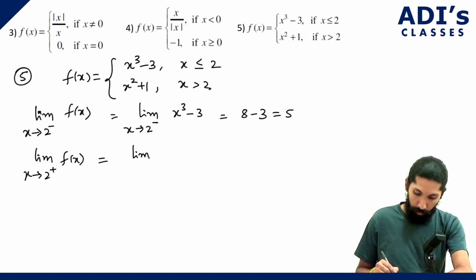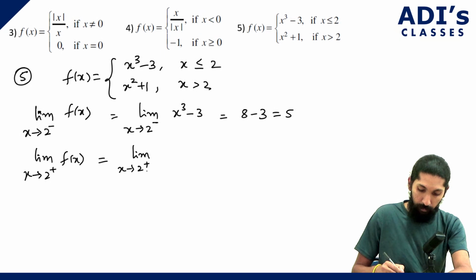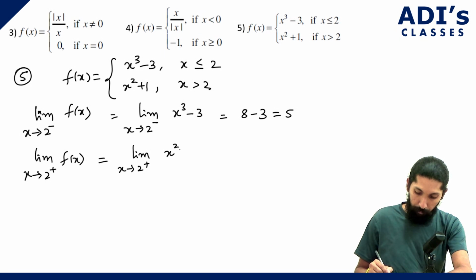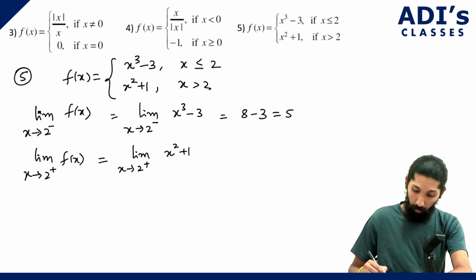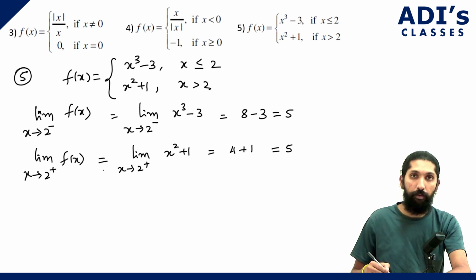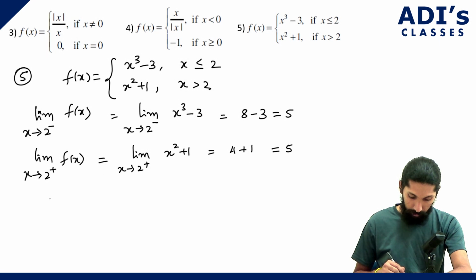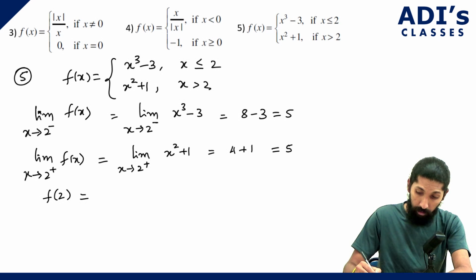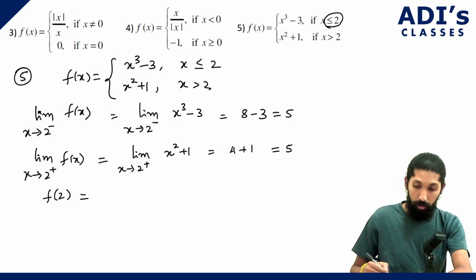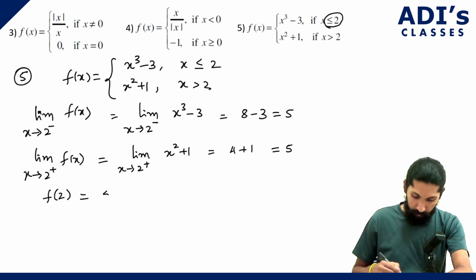Then limit as x tending to 2 plus f of x. Limit as x tending to 2 plus, what is my function? X square plus 1, right? 4 plus 1, this is also equal to 5. Now value of the function, that is f of 2. So when you take equal to, see this equal to is here. So you'll still get 5 itself.